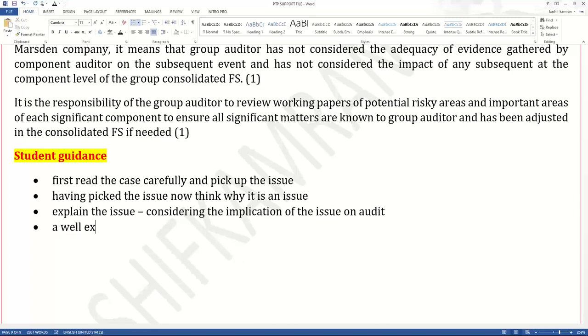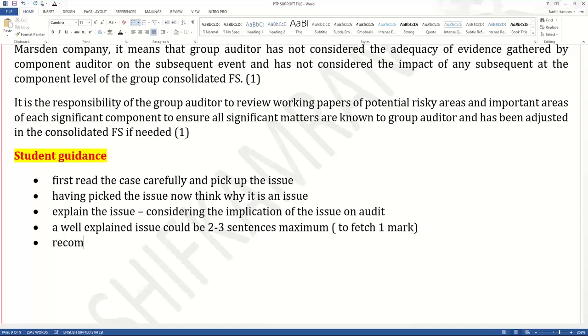A well-explained issue could be 2 to 3 sentences long, maximum. So that is one well-explained issue, 2 to 3 sentences long, to fetch 1 mark. I hope you're all clear on that.